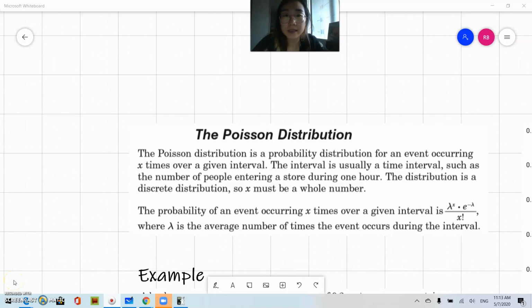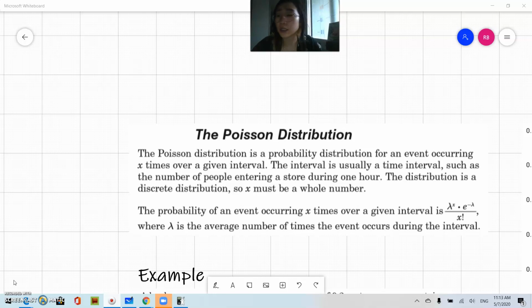Hi guys! Today we are going to learn about different types of distribution, because we learned about normal distribution and how to describe a distribution in general. But there are two special distributions. The first one is called the Poisson distribution.